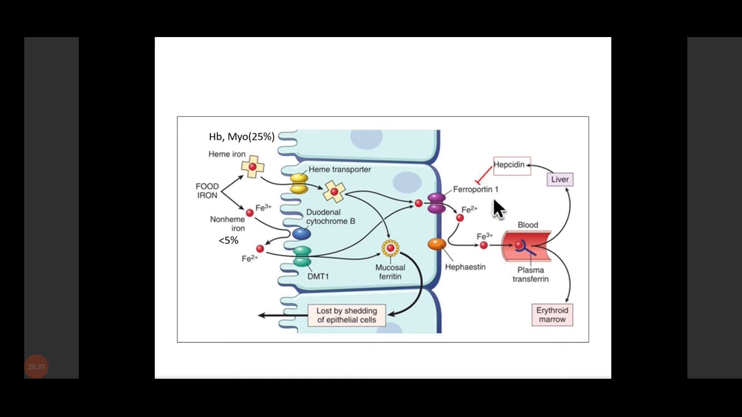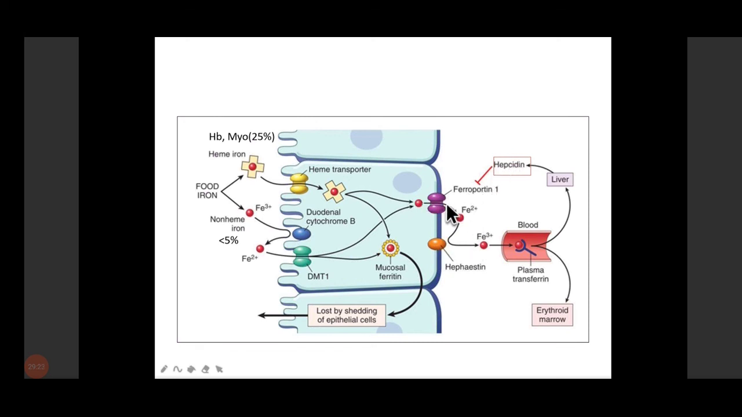The ferroportin is transferring the ferrous, which is converted into Fe3+. The Fe3+ further combines with the plasma transferrin, which goes further to the marrow or to the liver. The liver in turn forms hepcidin. Hepcidin is a negative regulator of iron transport. That means it blocks the ferroportin, and hepcidin is increased in inflammatory states, that is, anemia of chronic disease is because of hepcidin.